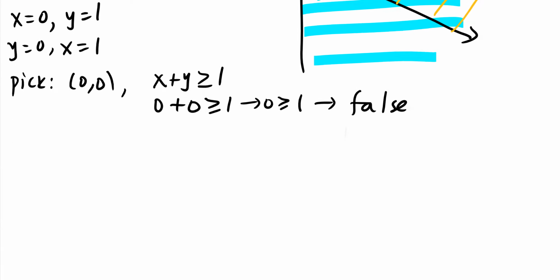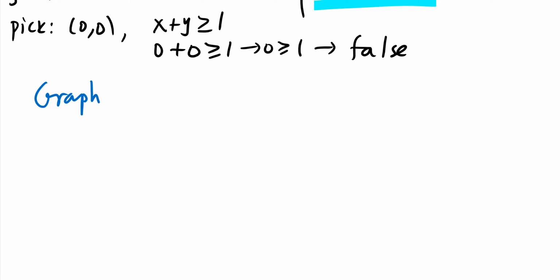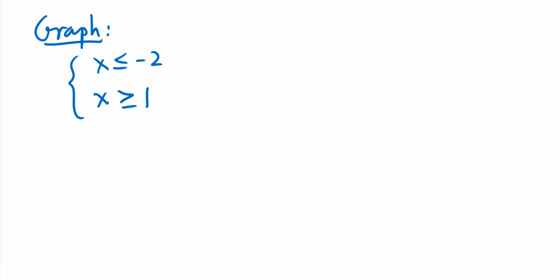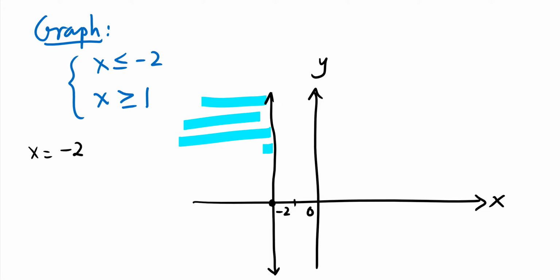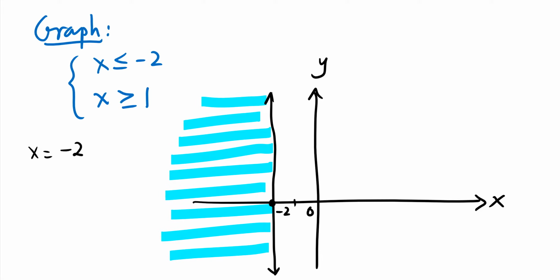One other example here about graphing from given equations. Let's say we're asked to graph x less than or equal to -2 and x bigger than or equal to 1. So what do we do here? The first equation you can think about as x equals -2. So it's going to be a vertical line at -2. Less than or equal means to the left side.